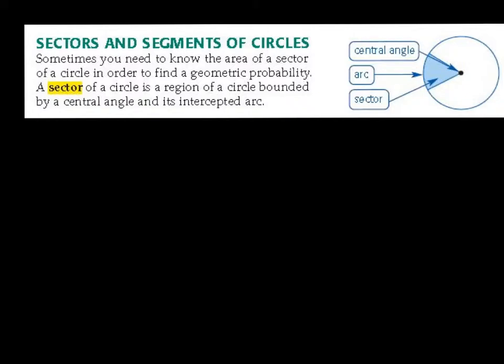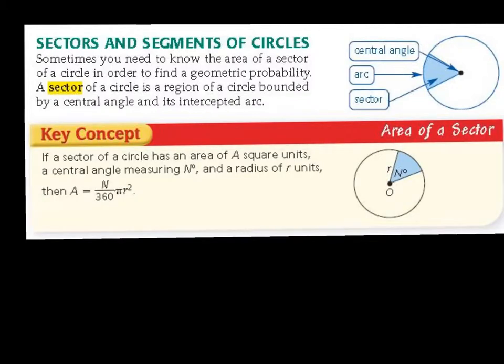Sometimes you need to know the area of a sector of a circle in order to find geometric probability. A sector of a circle is a region of a circle bounded by a central angle and its intercepted arc. So it's like a pizza pie or pizza. This should look very familiar.